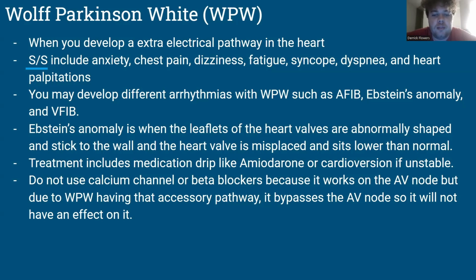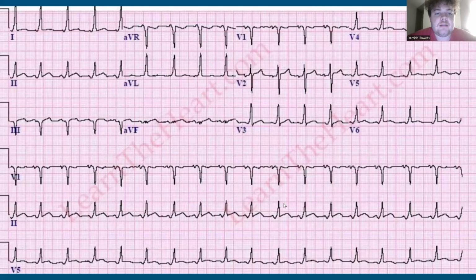Treatment for this is a drip, such as amio, or cardioversion if unstable. Do not give these patients calcium channel or beta blockers. These calcium channel and beta blockers work directly on the AV node, but due to WPW having an accessory pathway, meaning it skips the AV node, it bypasses it, so it will have really little effect on it.